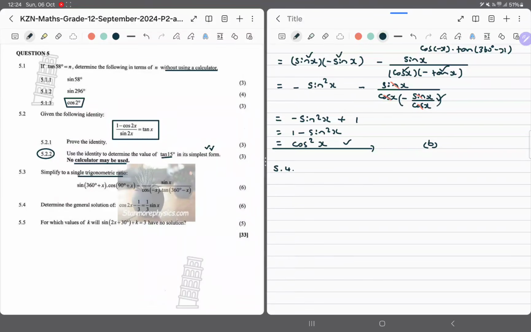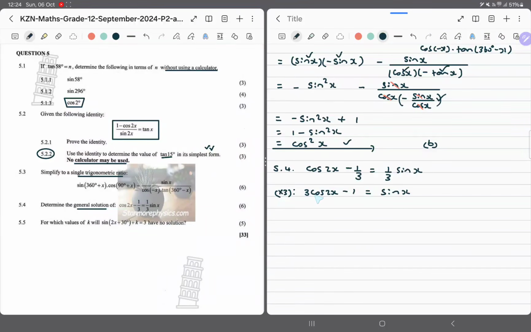5.4, we now need to find the general solution of that situation right there. So we've got cos 2x minus a third is equal to a third of sine x. Okay, now we can multiply by the common denominator, which is 3. So this is 3 cos 2x minus 1 equals sine x. Okay, great.